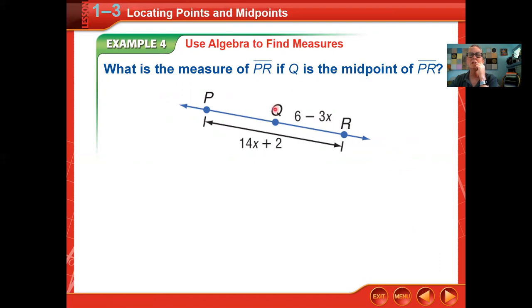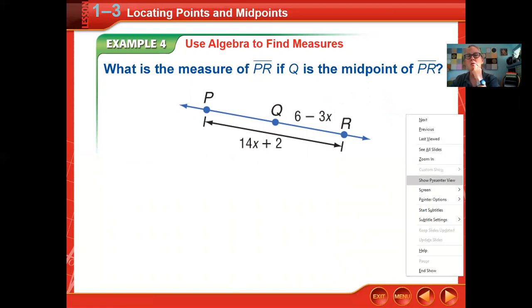Okay, if Q is the midpoint of PR, then that means that it's in the middle. I know, right? So if you did the segment addition postulate, you could say 6 minus 3x plus 6 minus 3x equals 14x plus 2, and then solve for x. It's not asking me for x, but I have to find x in order to answer the question.